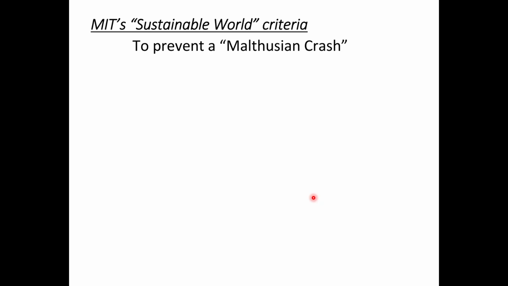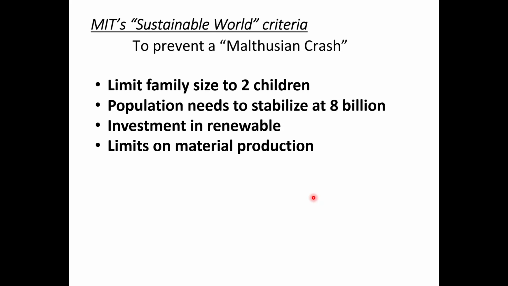So to wrap it up, the MIT Sustainable World Criteria, they make some suggestions, and going back to limiting family size, population is still an issue. Limiting family size to 2 children. Population needs to stabilize at 8 billion. Investment in renewable and limits on material production.